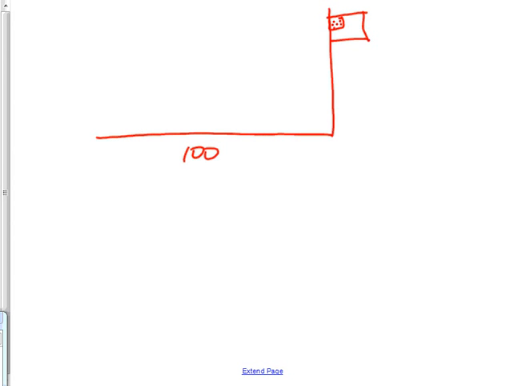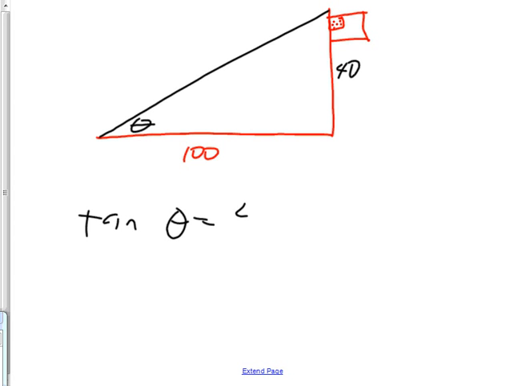Anyway, we know that we're 100 feet from the flagpole, and we know that the flagpole is 40 feet high. Then my question would be, how many degrees is that? Try setting it up. Try solving it and calculating. Hopefully you did. Tangent of something is 40 over 100, or you might have even been more advanced and jumped right to inverse tan of 40/100ths.